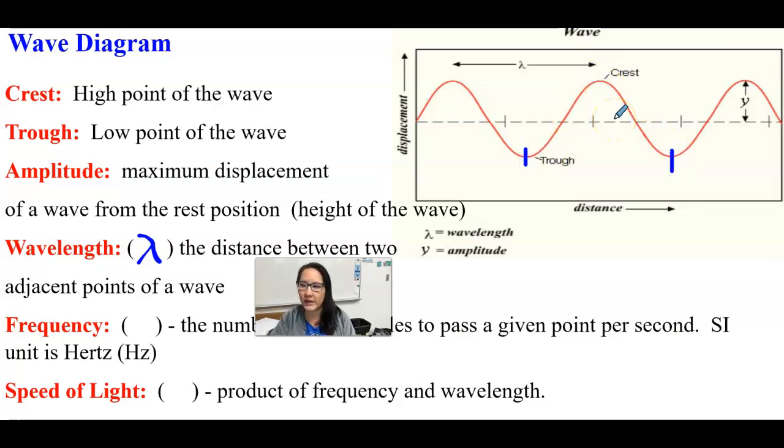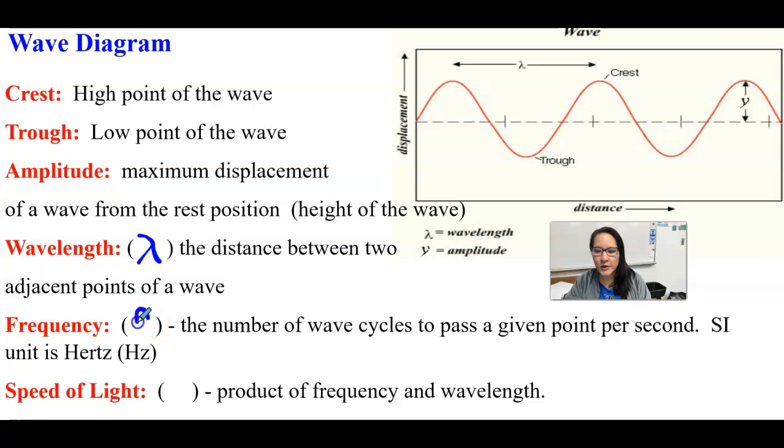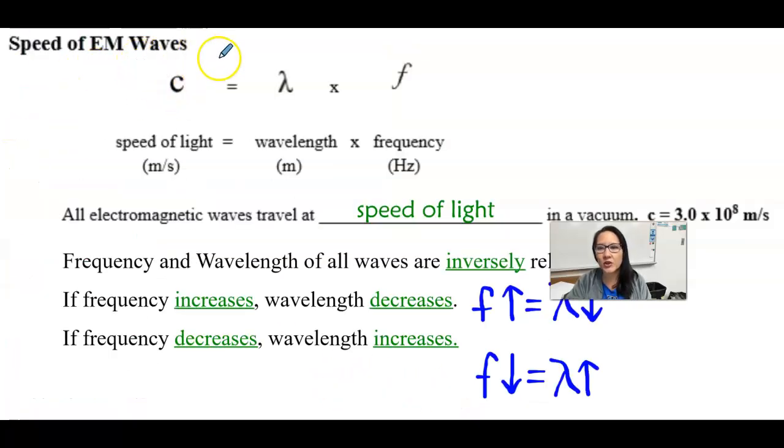could be one wavelength, or from this point to this point could be a wavelength. Frequency is going to be denoted with the letter f, and it's the number of wave cycles to pass a given point per second. The SI unit for this is hertz. The speed of light is represented with the letter c, and it is the product, or when you multiply, frequency times wavelength. So the speed of electromagnetic waves, the speed of light, is equal to wavelength times the frequency.